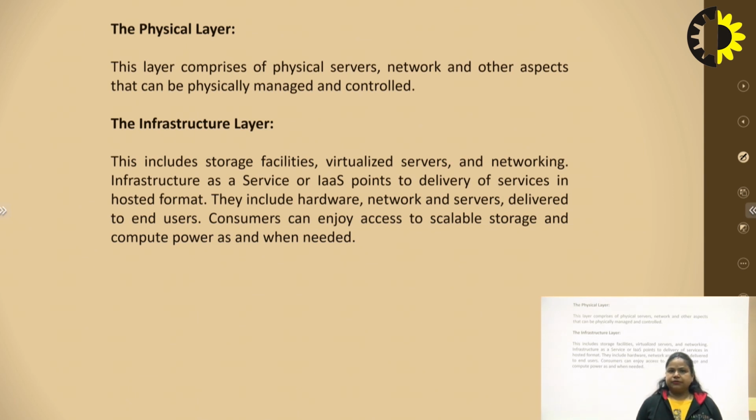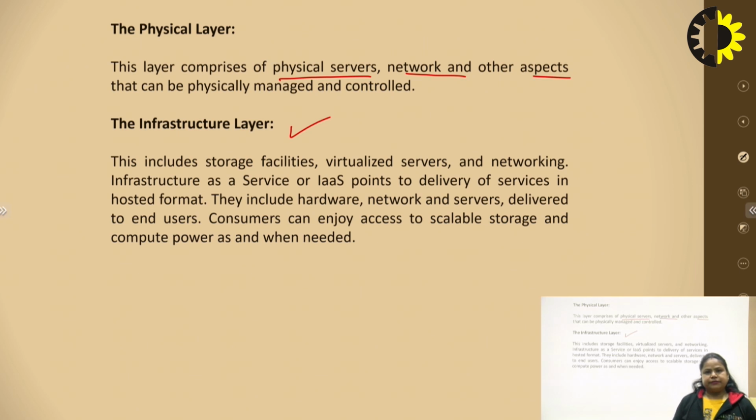The physical layer means the thing which is applicable in the real world. This layer comprises the physical servers, network and any other aspects that are managed and controlled physically. Whatever things we apply, they exist in the real world. These are the devices or connectors through which we can create an infrastructure. So after the physical layer, we have an infrastructure layer.